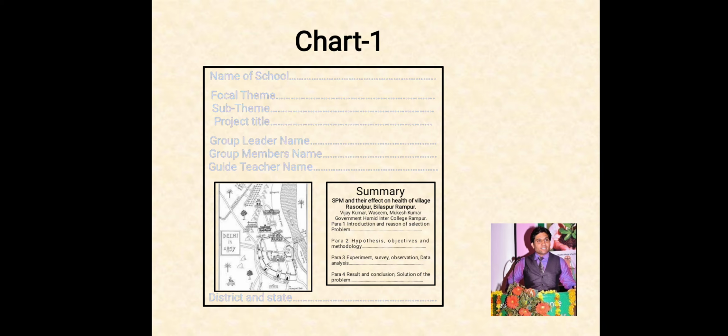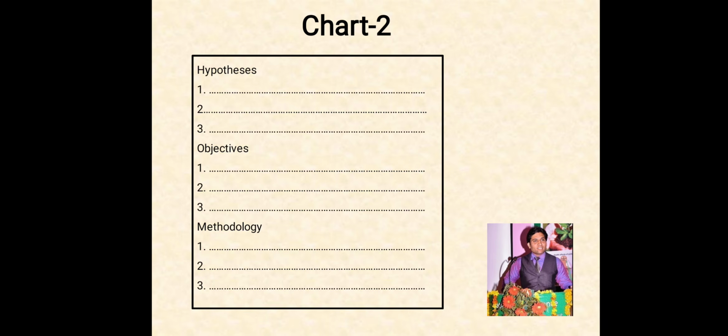You may also paste a map of the area of work and summary. The map should be geographically correct. You should have knowledge of direction, and knowledge of symbols used in the map. At the bottom of this first chart, also mention your district and state. Then after chart 1, prepare chart 2. This is an important chart.